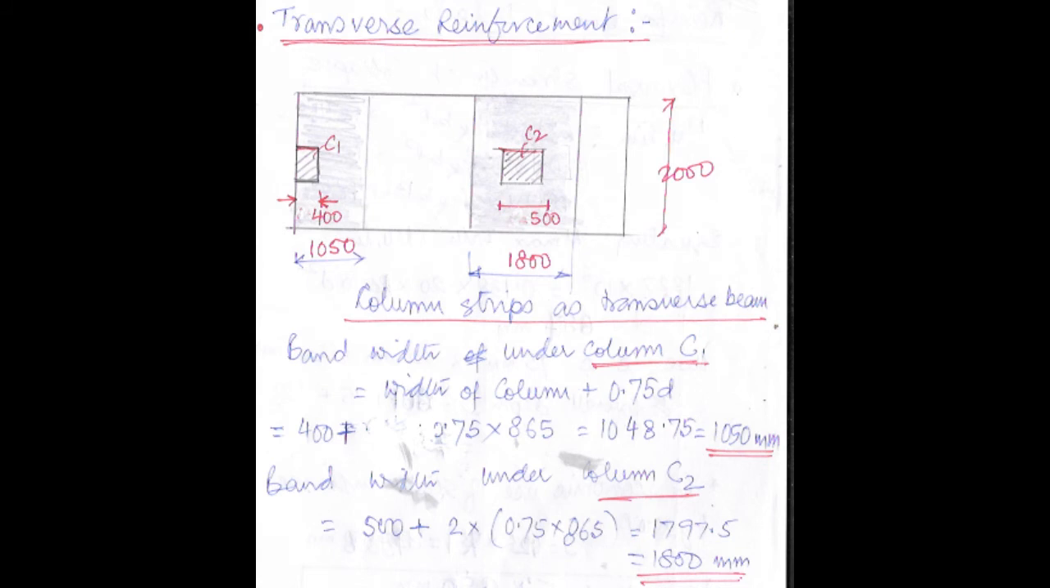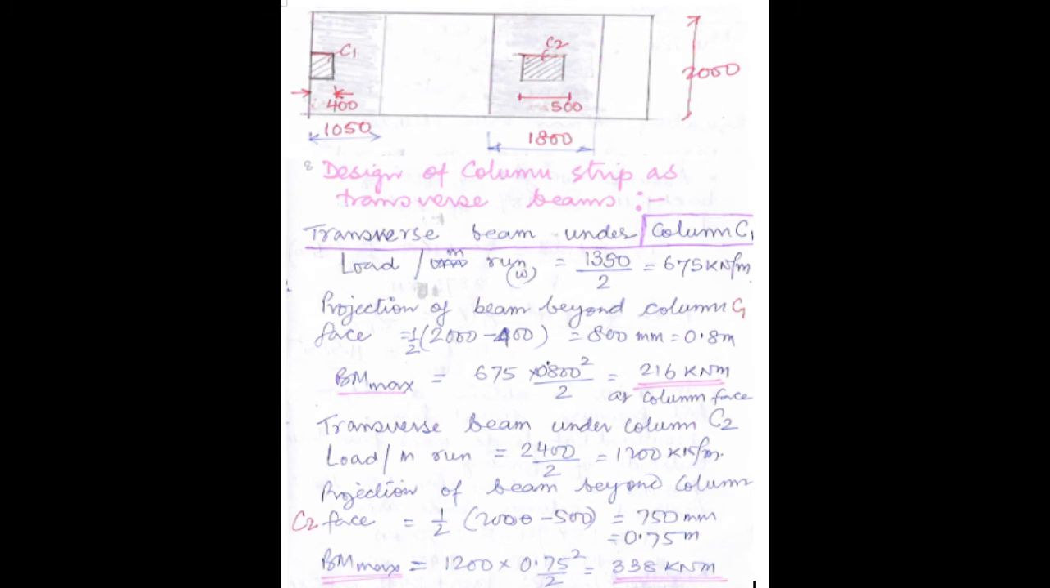But as the C2 column is inside the entire area or the base of the footing, there on both sides we can give the value of the bandwidth. So here this comes out to be 1800 millimeter. Now we will start the design of the column strip as the transverse beam. Transverse beam under column C1.